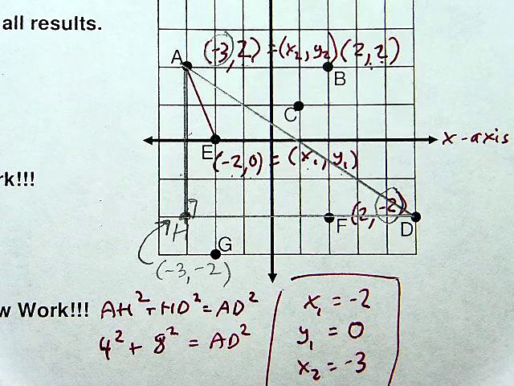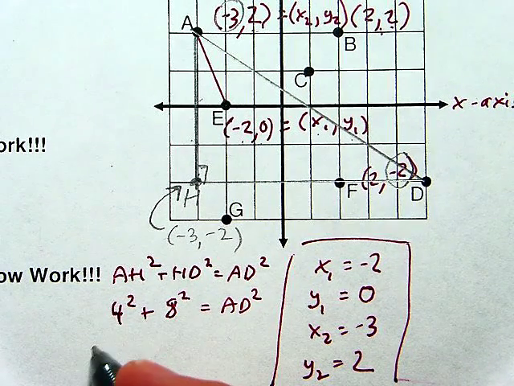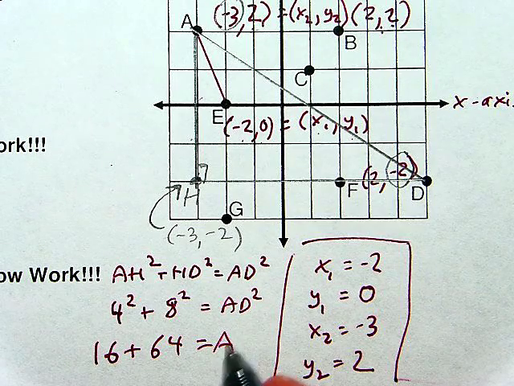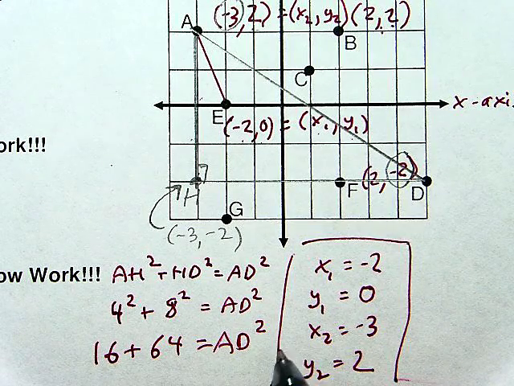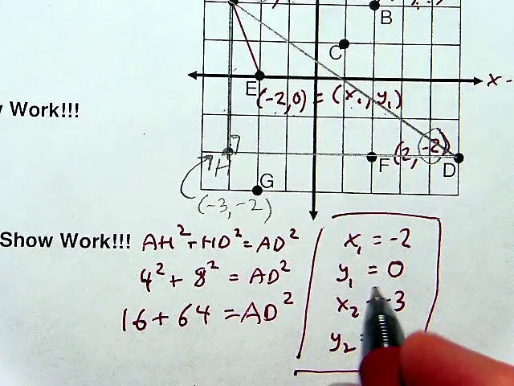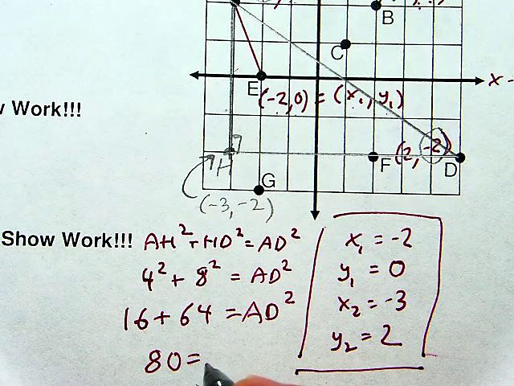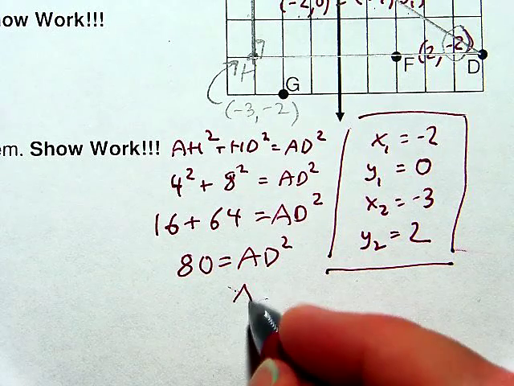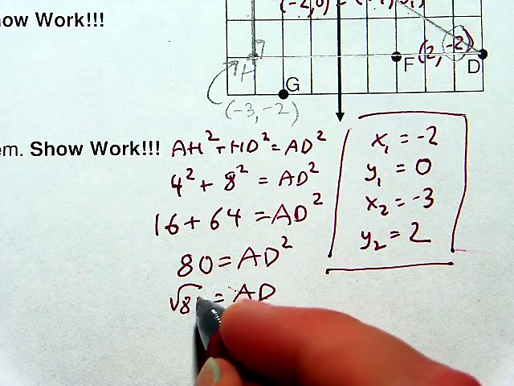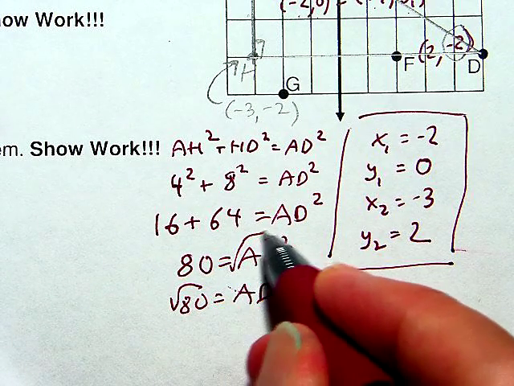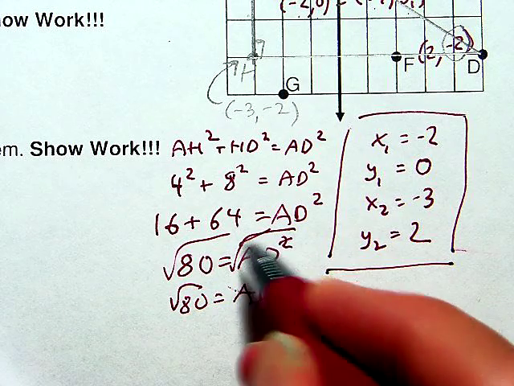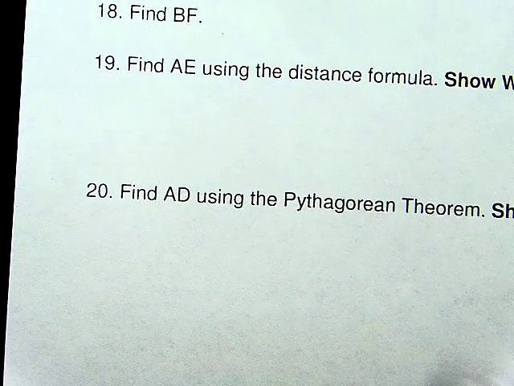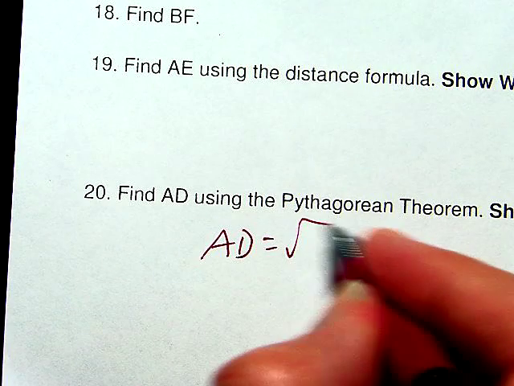So let's solve. 4 squared is 16. 8 squared is 64. So 16 plus 64 is AD squared. And 16 plus 64 is equal to 80. So 80 is equal to AD squared. And finally, AD is going to be equal to the square root of 80, because we could simply take the square root of both sides here, and the square root cancels out. Okay, so the answer to number 20 is that AD is equal to the square root of 80.